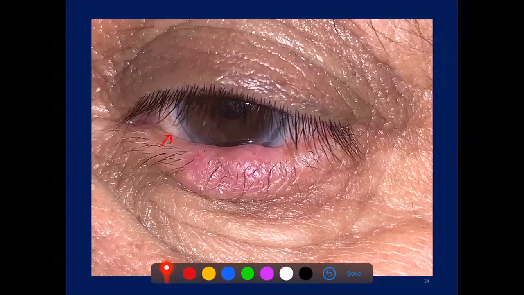So how would you manage? Let's say this is sebaceous cell carcinoma, and you took an incisional biopsy and it showed sebaceous cell carcinoma. So how will you manage it? Removal, surgical excision. Okay, how many millimeters of free margin? 1 to 2 millimeters of free margin.